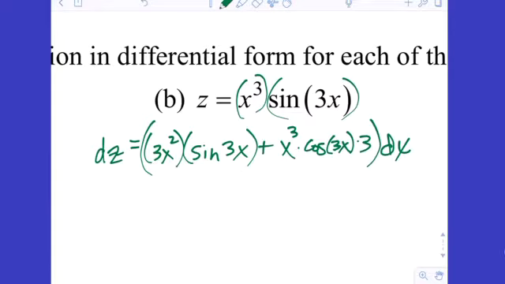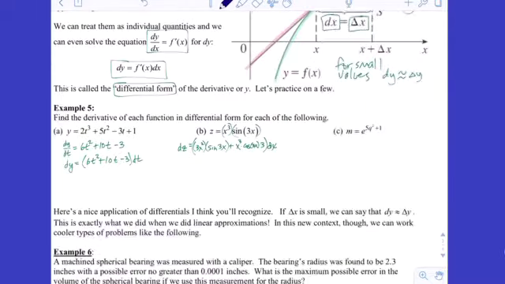What we're going to do later on is, once it's in differential form, we're actually going to take the integral of both sides with respect to the indicated variable. So this differential form will come back later. Right now we're just practicing taking the derivative with this new notation.